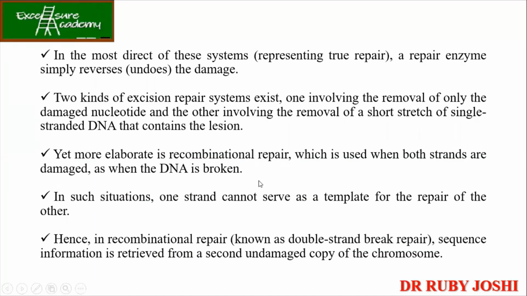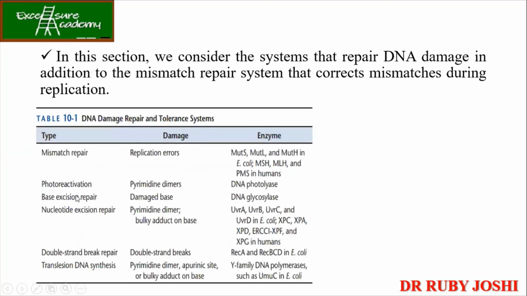Okay, so in the most direct of these systems, a repair enzyme simply reverses or undoes the damage. Now there are two types of repair system. We are going to discuss base excision and nucleotide excision repair mechanisms, and then we have the recombinational method. In the table as you can see, हमने अभी तक सिर्फ mismatch पढ़ा है, photoreactivation पढ़ा है. Now we are going to discuss base and nucleotide excision, then the double strand break repair and the translesion. So these four is what we are going to discuss.